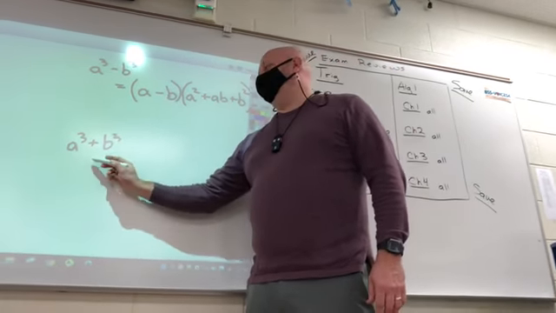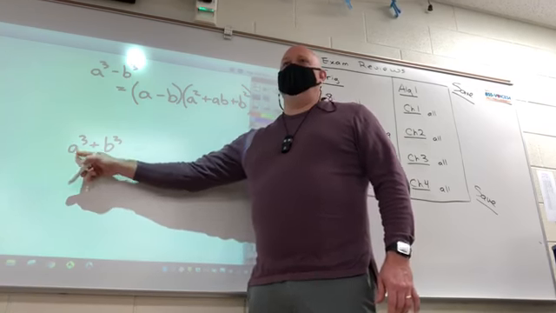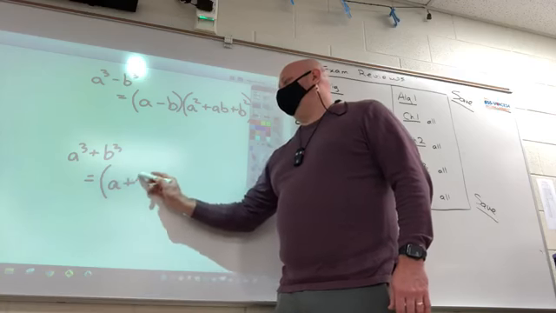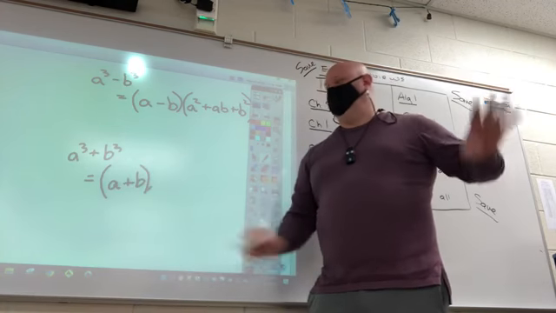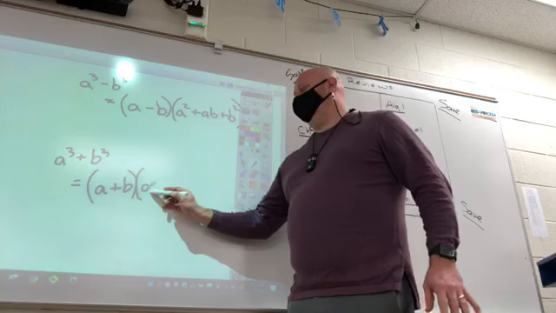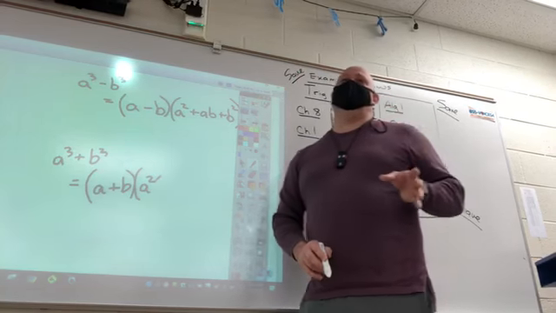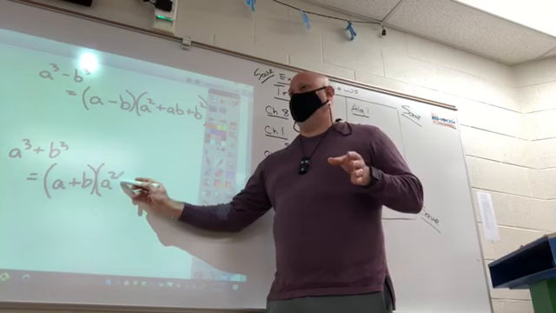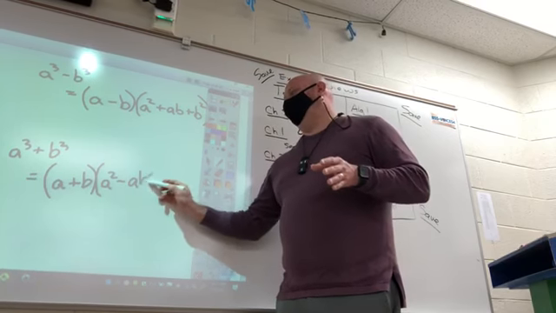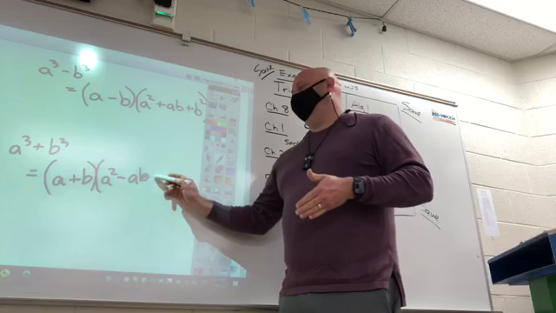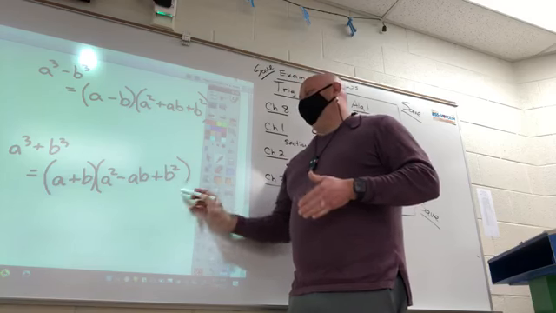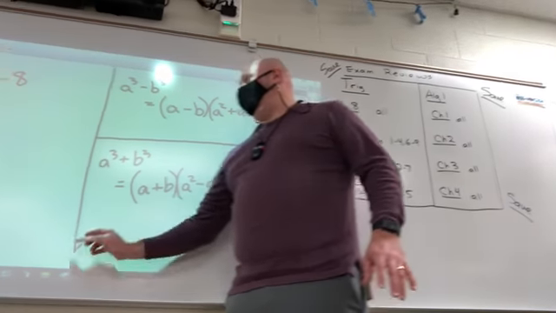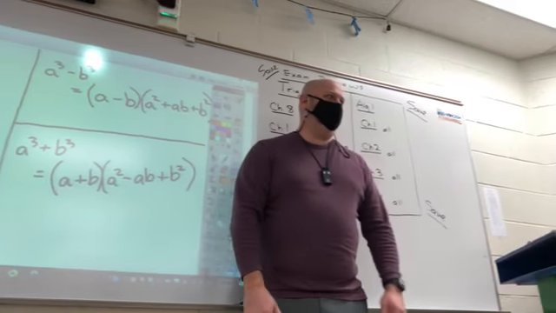Plus works exactly the same way. What's the cube root of a to the third? That'd be a. Cube root of b to the third would just be plus b this time. Yes? Square the first. Opposite the product. What would opposite the product be? Minus ab this time, second one squared. Everybody good so far? If you don't remember that way of factoring, you might want to write it down.